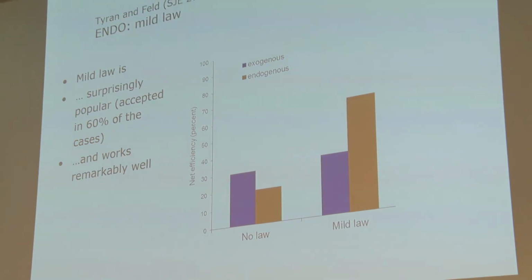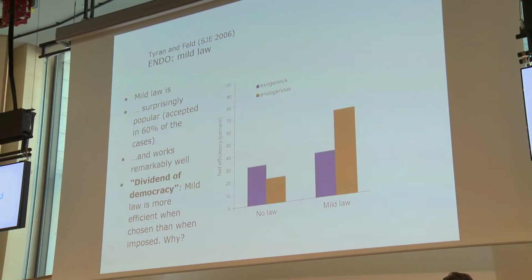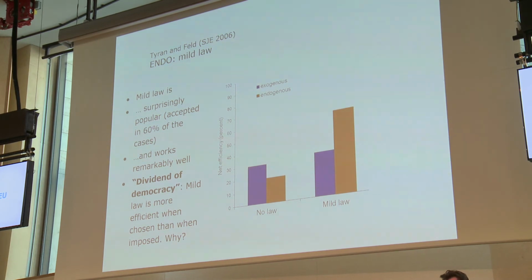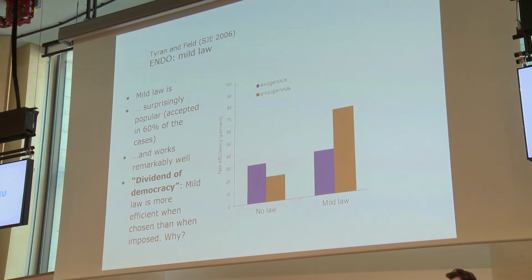And this is what we like to call the dividend of democracy, in the sense that this law, which is not backed by a big stick or a big sword, has much better legitimacy, is much better accepted if it's accepted in a vote. So it is chosen rather than imposed. So then the rest of the paper is concerned with checking why this is the case. Is this perhaps just a selection effect, or is it a causal effect? We argue that it's a causal effect. We then also try to understand the mechanism behind this, and we think the mechanism has to do with signaling.